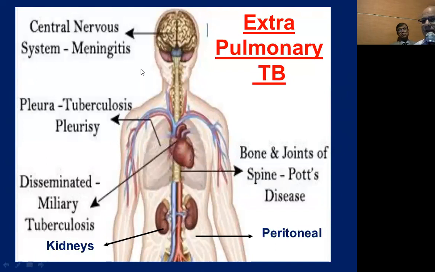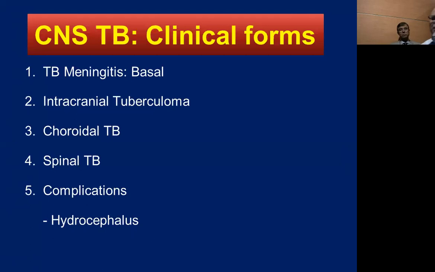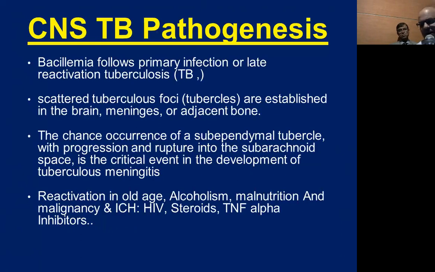And that brings us to our topic of the day. CNS TB can manifest in three forms. It could manifest as meningitis, basal typically. It could manifest as intracranial tuberculomas, masses in the brain. And it could manifest as a complication of TB, which is hydrocephalus. There's also spinal TB when we talk about CNS TB, and choroidal TB in the eyes.